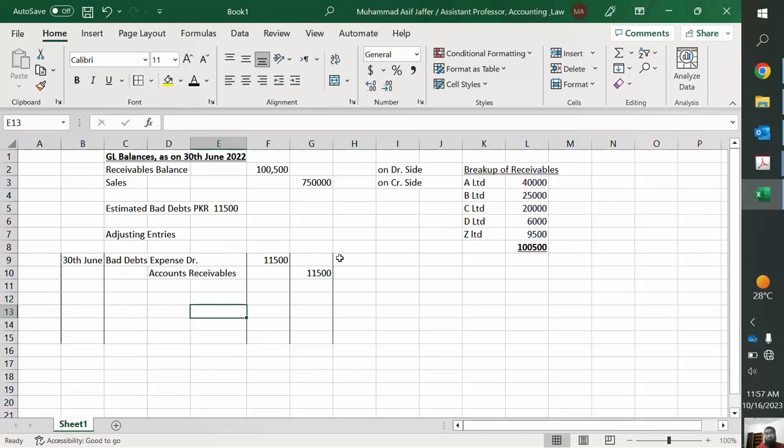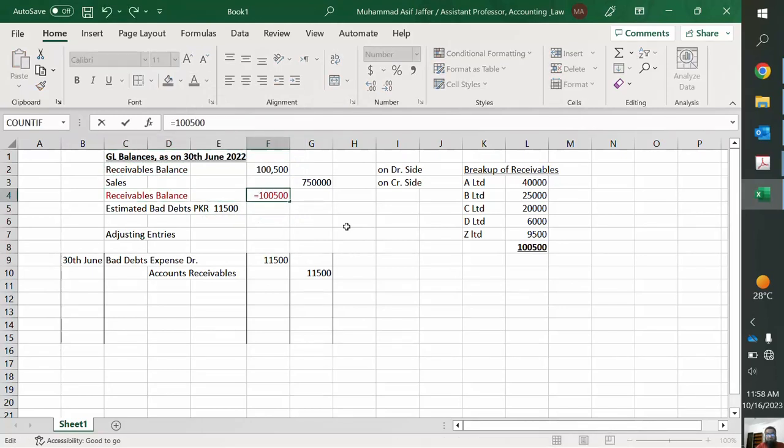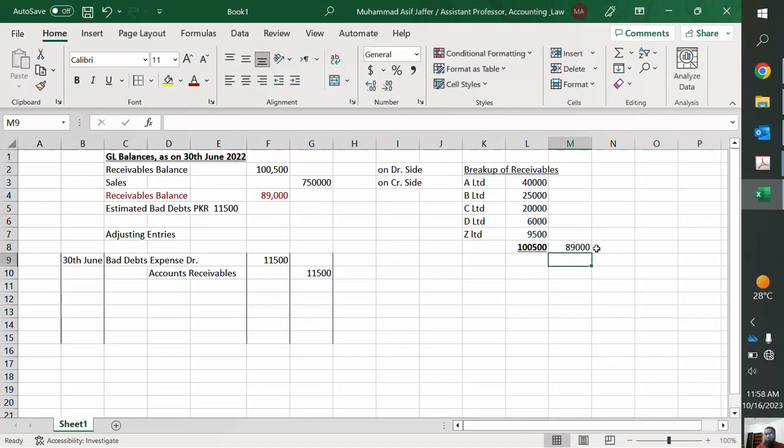Now there is one more issue. If we credit accounts receivable, which account receivable do we credit? Because in the detailed record also we should mention that if we remove accounts receivable, we credit accounts receivable. Now this means that the new balance of the accounts receivable will come out to be 100,500 minus 11,500. So this will be the new ledger balance. It is 89,000, so we need to make this total 89,000 as well.